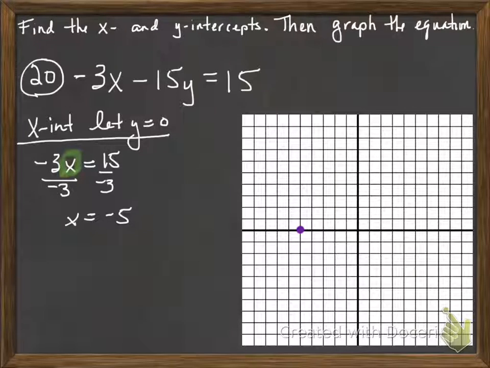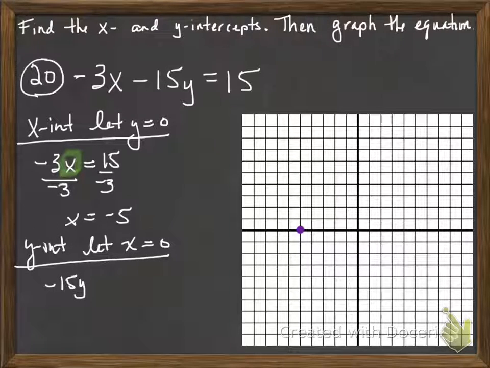Then we're going to find our y-intercept. When we find our y-intercept, that's where the graph crosses the y-axis. We let our x value go to 0, because any point on the y-axis has an x value of 0. That means if x goes to 0, that knocks out the whole negative 3x term. So that leaves me with negative 15y is equal to 15. And I am solving for y.